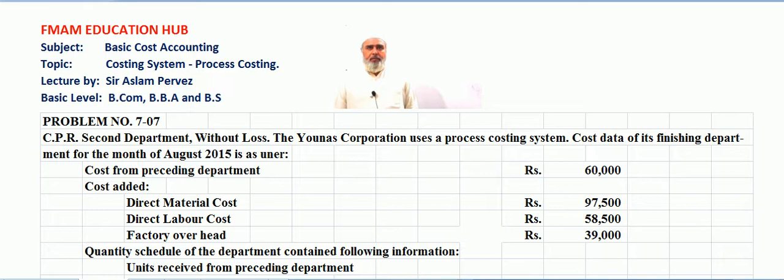Students, today we are going to learn basic cost accounting, in which the topic is process costing and its other name is cost of production report. Dear students, let's move to its seventh problem, without loss in second department.